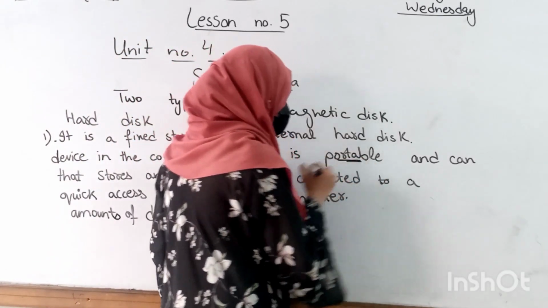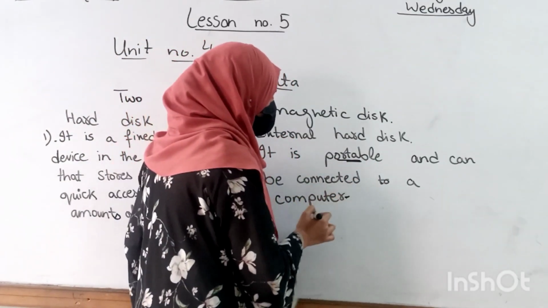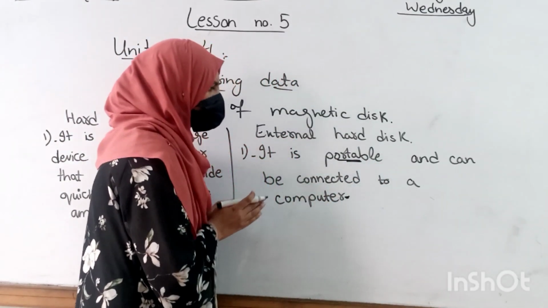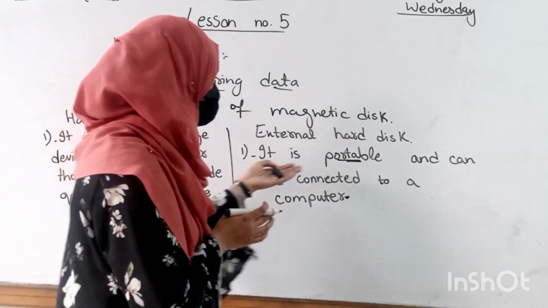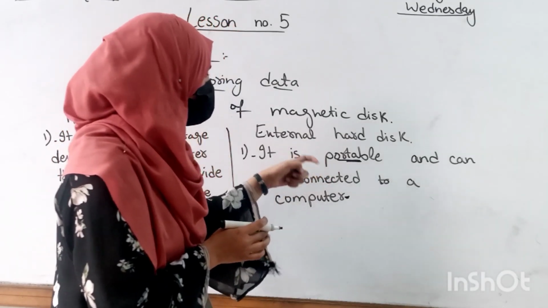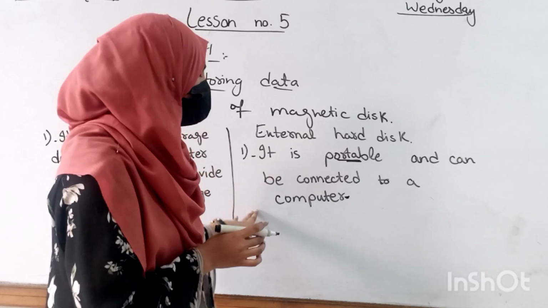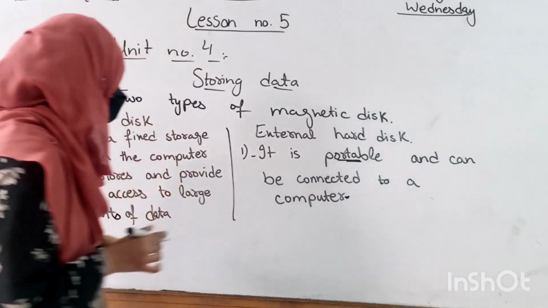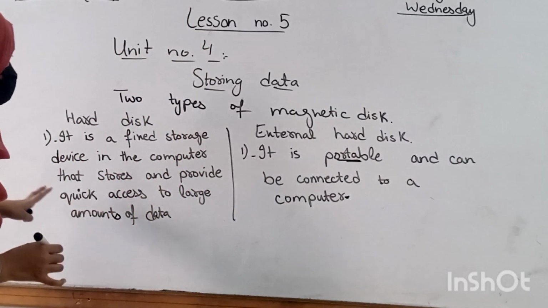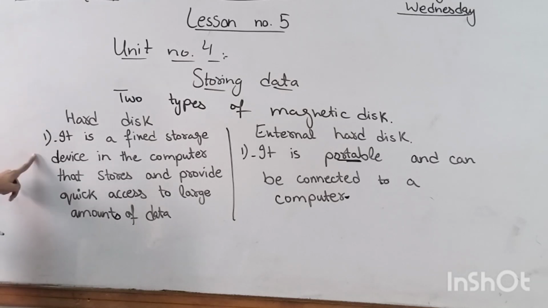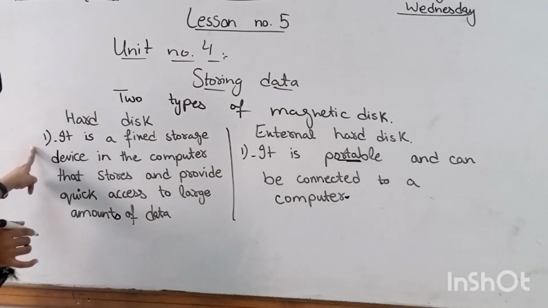Portable means that it can be moved from one place to another. You can move it from one place to another and it can be easily connected to any other computer. So the external hard disk is a portable device, and the hard disk is the fixed storage device in the computer. It is not portable.